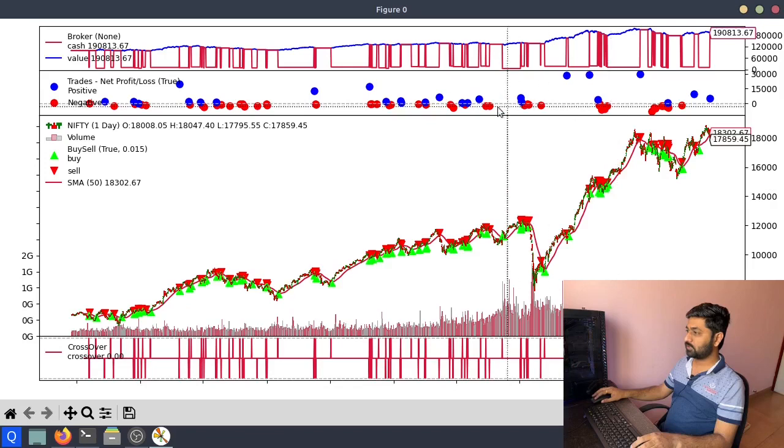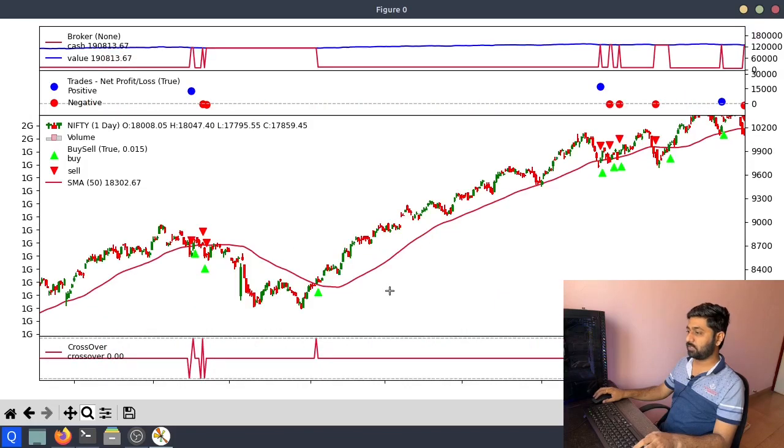Here red dots indicate the lost trades and blue dots indicate the profitable trades. If you zoom into the graph, you can have a clearer picture. Here the red line indicates the moving average. You can see the simple moving average with setting 50. When the price crosses above the moving average, we'll take an entry, and when the price crosses from the top to below the moving average, we'll exit. The entries and exits are denoted by green and red triangles.